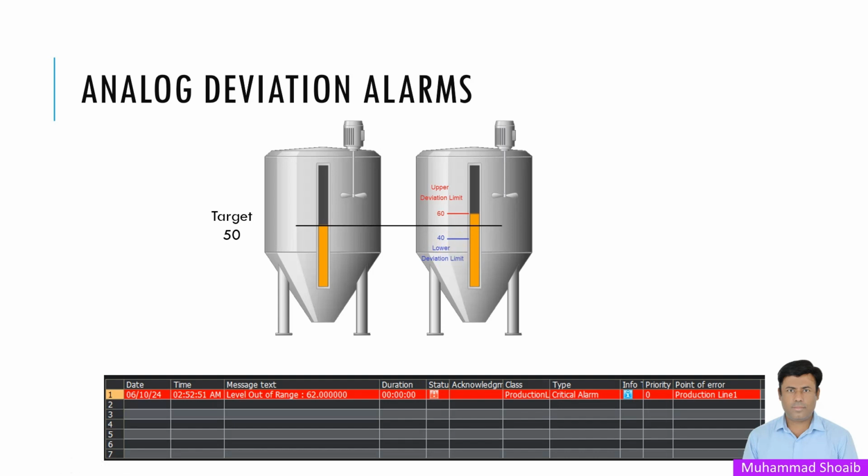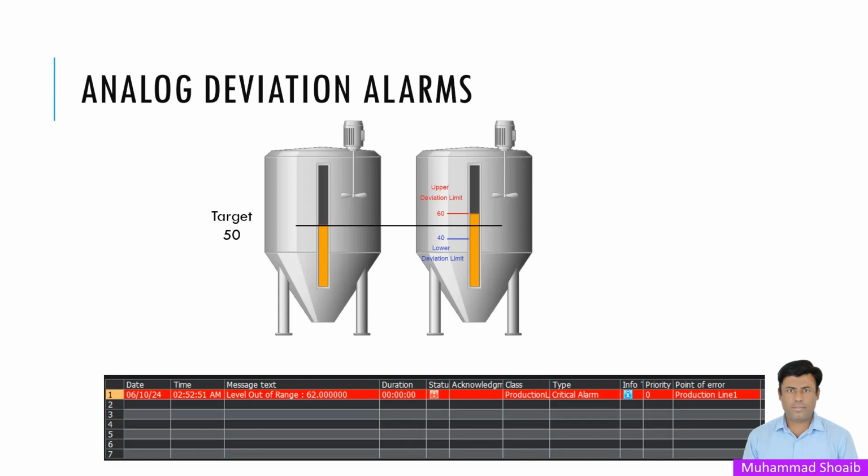In WinCC, a deviation alarm is used to monitor when the actual value of the process variable deviates from its set point by a defined margin. This type of alarm is particularly used in process control systems to ensure that the value remains within an acceptable limit.